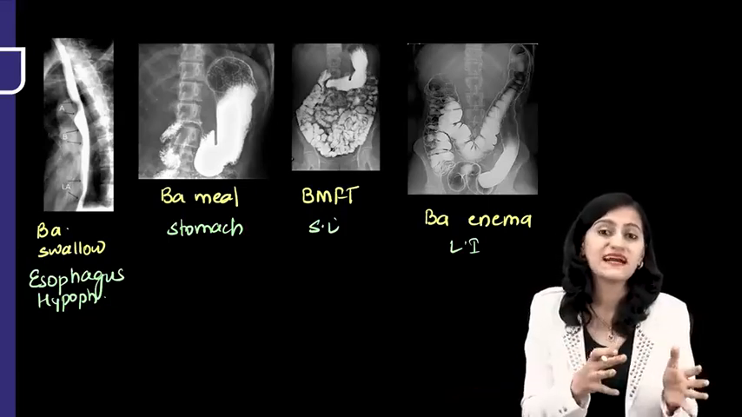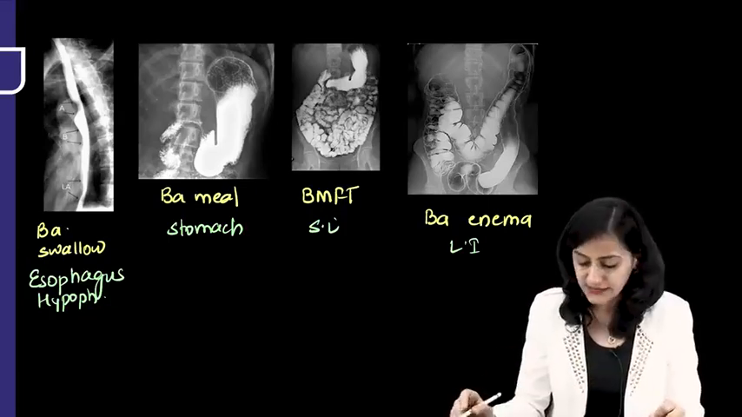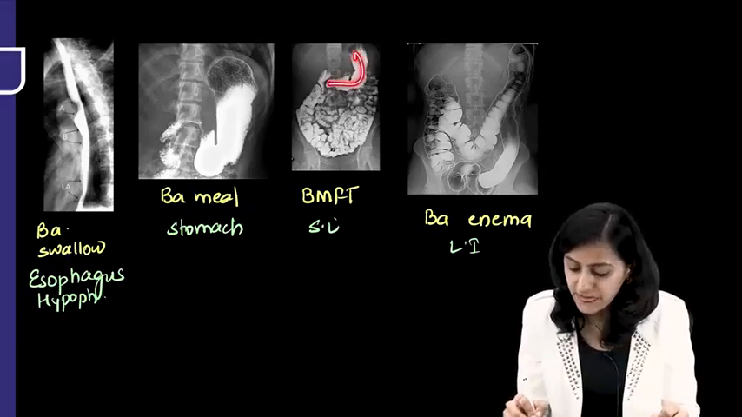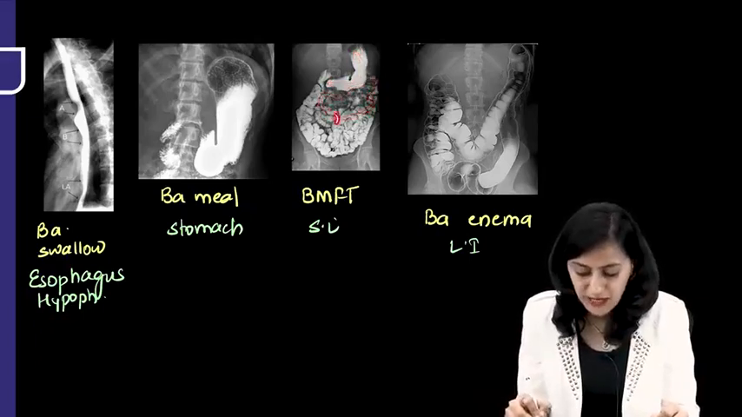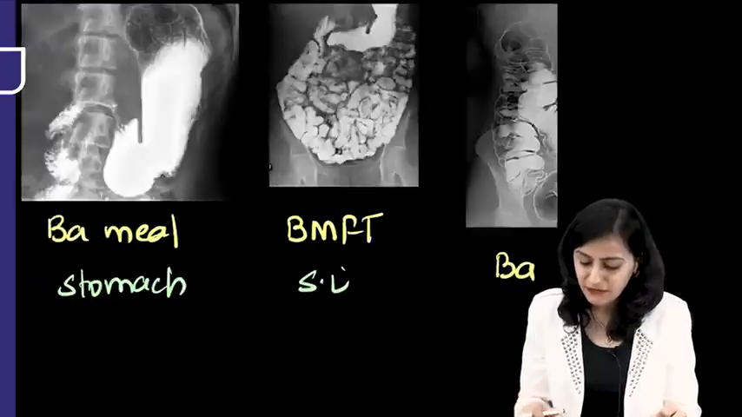Following it up till the IC junction, appendix also is visualized here. So when you see the stomach, along with the small bowel loops, complete small bowel loops, then it is barium meal follow through.